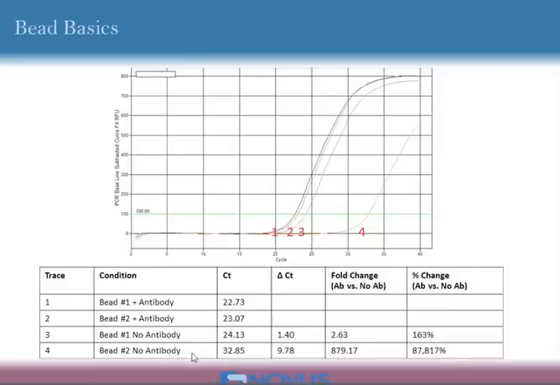If we look at bead number 2, which is a good bead, we can see that now we see a difference between cycles between 2 and 4 of almost 10. And this is now a fold change of almost 900, and percentage-wise that equals about 87,000%. So at first, whereas these beads didn't seem too different from each other, they're both pulling down what we think might be the same thing, they're really not. This one, bead number 1, is pulling down much, much more unspecific protein that it should not be binding, and so you want to see this large, large separation between your bead with an antibody and incubated without an antibody.